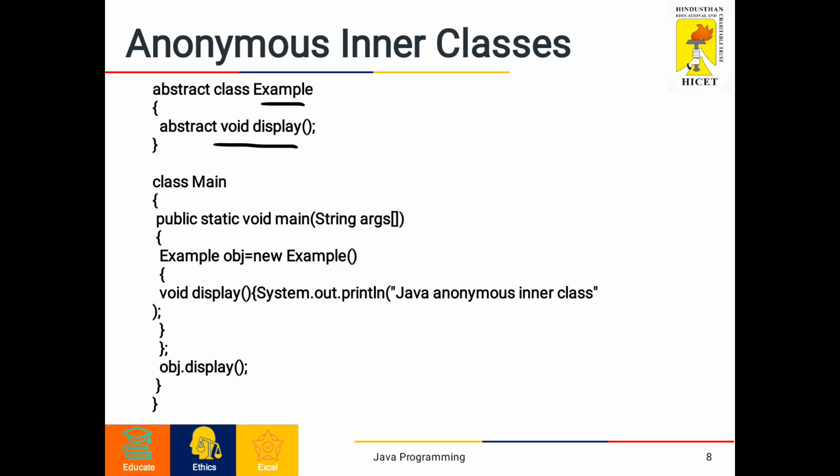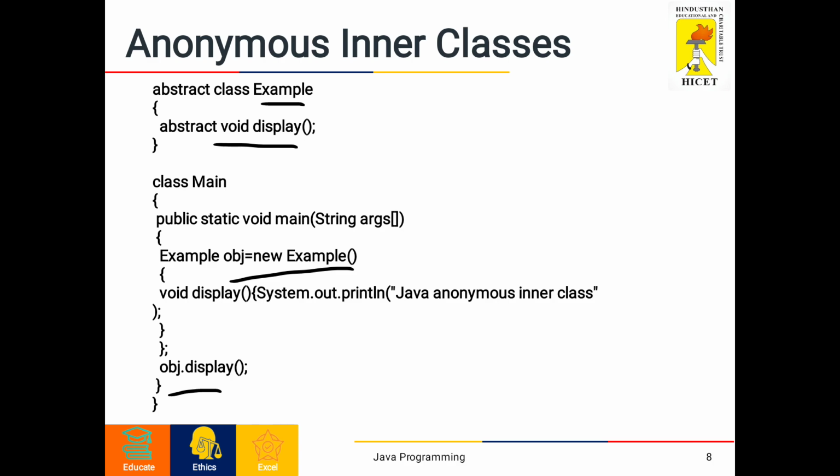So a method without any definition is called an abstract method. In the main method, we have created an object of the abstract class. Since an abstract class cannot be instantiated, we create an object for this, and it makes an anonymous class defined, and for that object we are calling the display method.